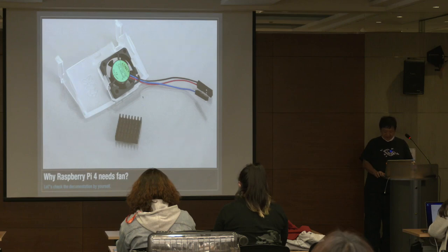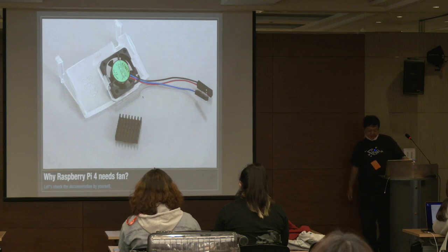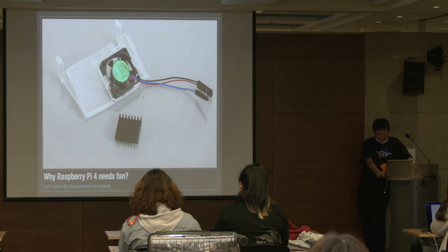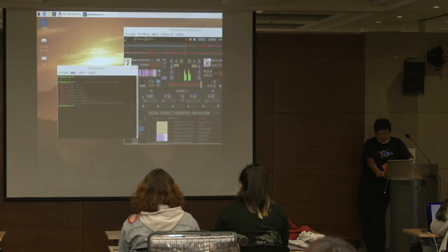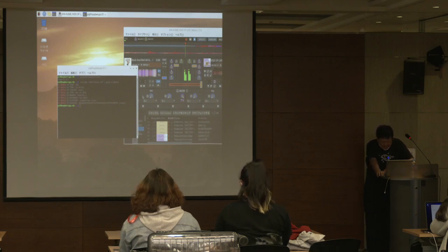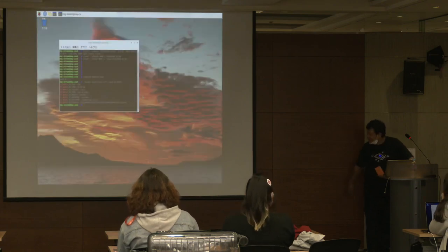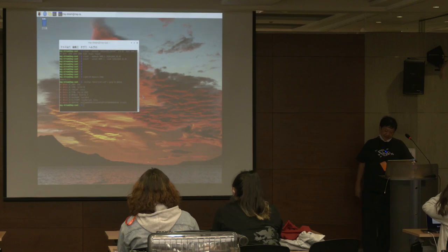For example, the fan issue of the Raspberry Pi 4. Raspberry Pi 4 is supposed to have a fan, so it is strongly recommended to use the fan. Without the fan, the temperature is over 70 degrees. And if you use the fan, it is 43 degrees.